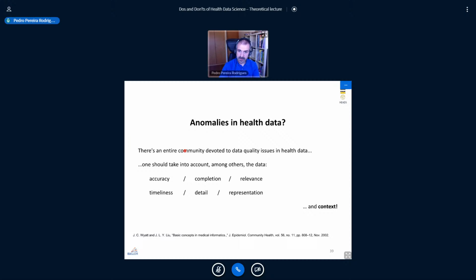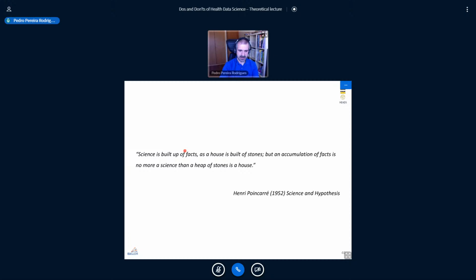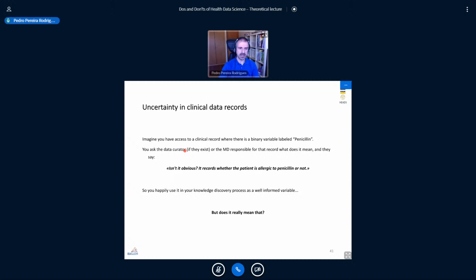But is this really a problem? Of course, we know that you can only give meaning to data if you transform it into information, giving it some context. But isn't it simple? Aren't systems already built to give us the context of the data they are storing? Imagine that you have access to a clinical record where you have a variable labeled penicillin, and you want to analyze this data. What does this mean? What does this variable mean?